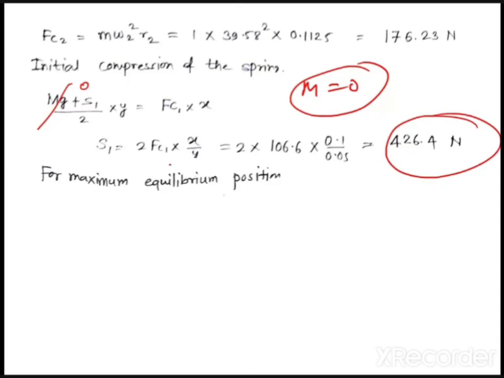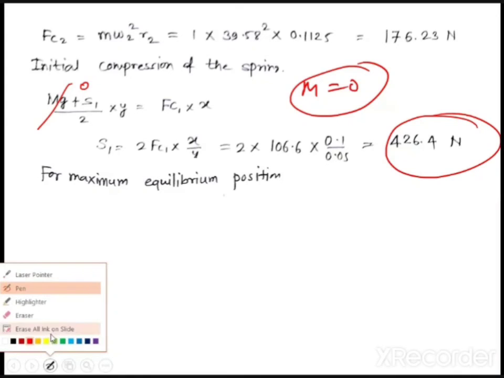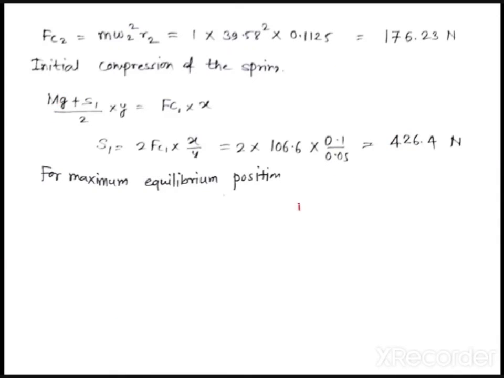Okay, now for the maximum equilibrium position. For the maximum equilibrium position, what is the diagram? How will you draw the diagram? Can anybody tell me? Again, same. See how I am drawing the diagram.